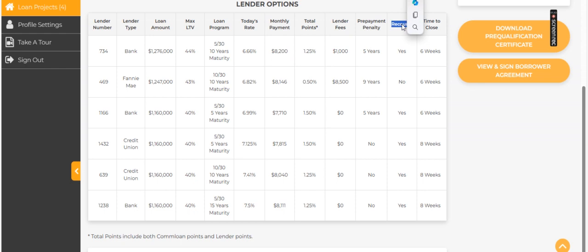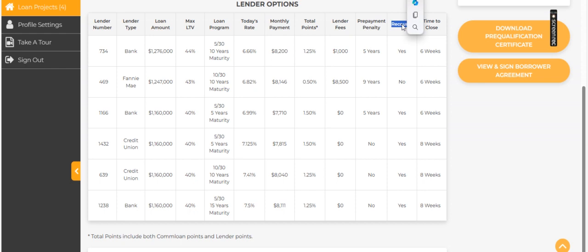And if the value of that property happens to be less than the loan amount, so let's say you made $200,000 in payments and the property, this is a bit of an extreme case, but the property is worth less than 800,000. Let's say it's $500,000. The bank can go after you personally for that $300,000.